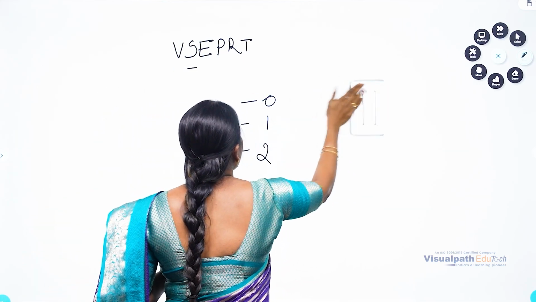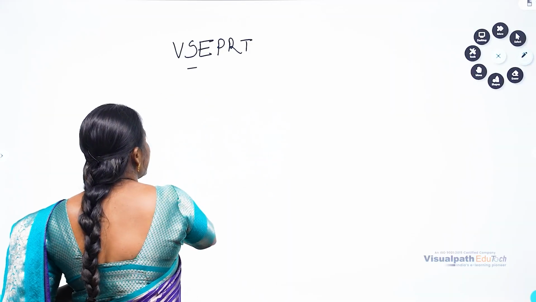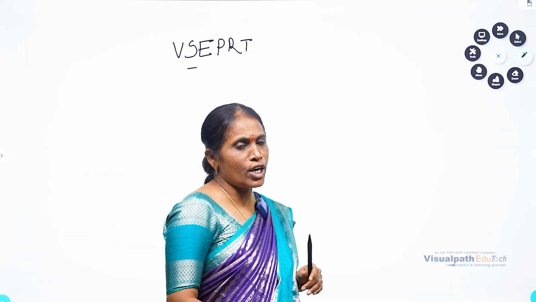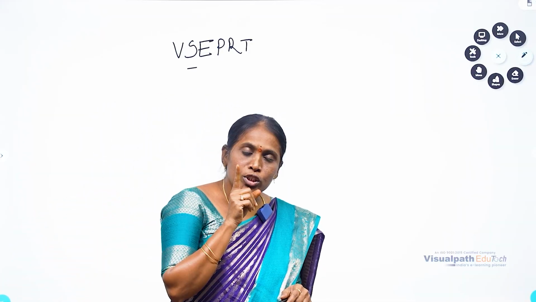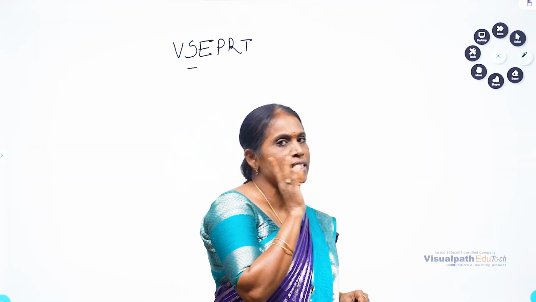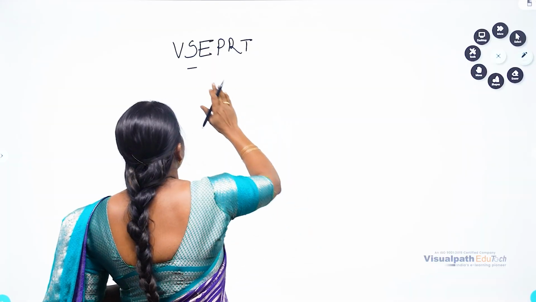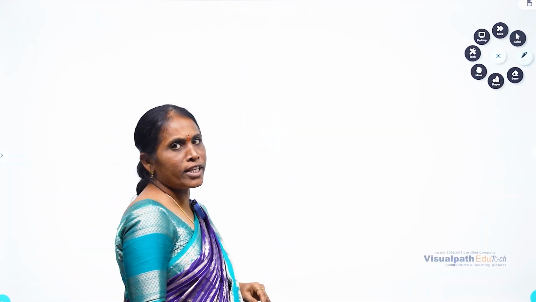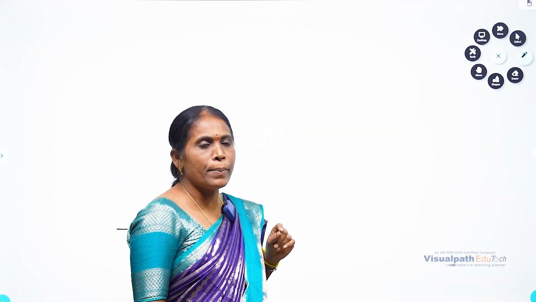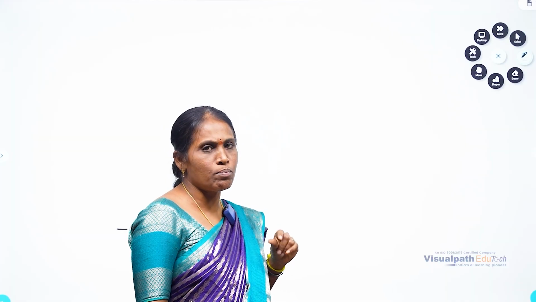Simply, this VSEPR theory explains the shape and geometry of the molecules. Due to the presence of lone pairs of electrons, the shape of the molecule is changed. Mainly this VSEPR theory explains the geometry of the molecules, especially about the p block elements, means large size molecules. It is about the VSEPR theory.